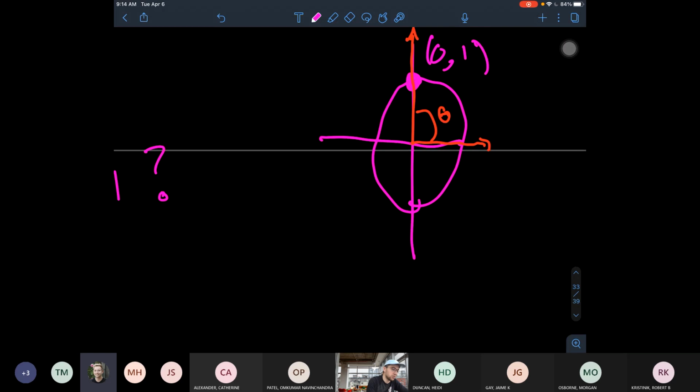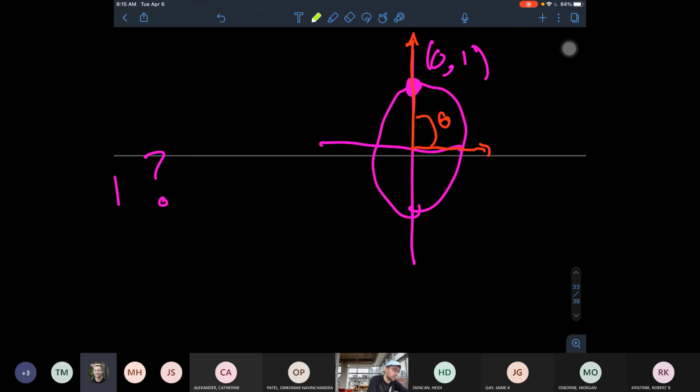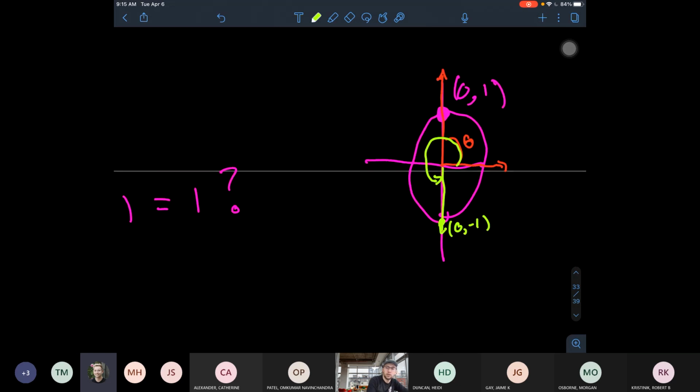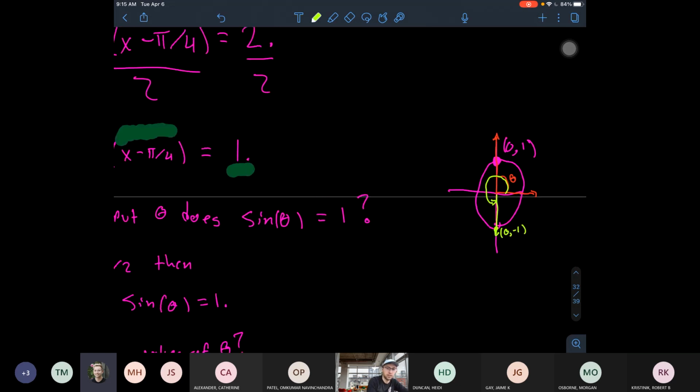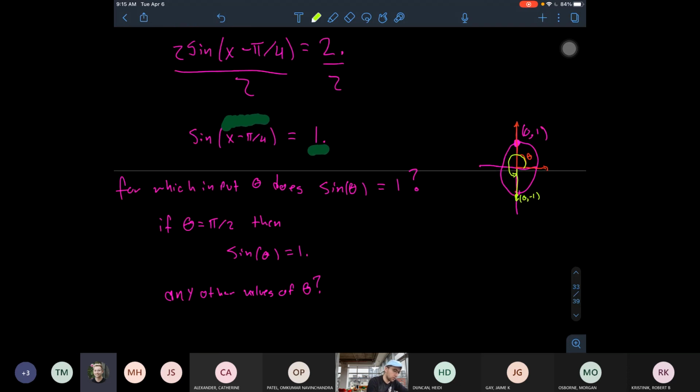Let's consider what happens with 270. If we plug 270 in, we'd have an angle which looks like this, and it'd be pointing straight down, and then the point on the unit circle would be the point 0, -1. So that would cause our sine function to take value -1. So are there any other angles which point in this upward direction at the point 0, 1?